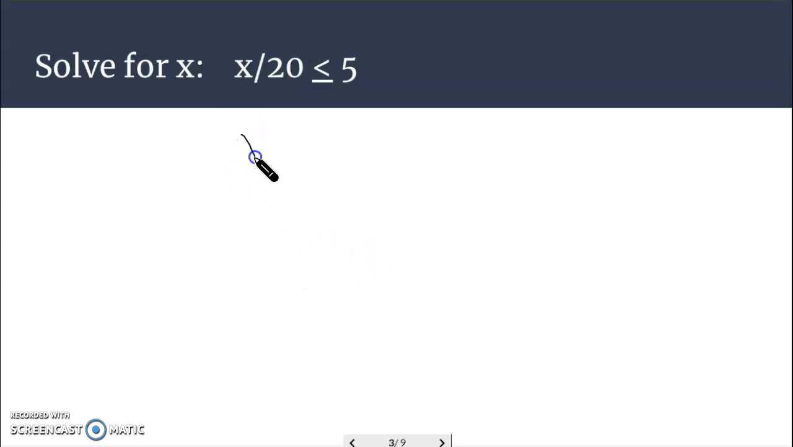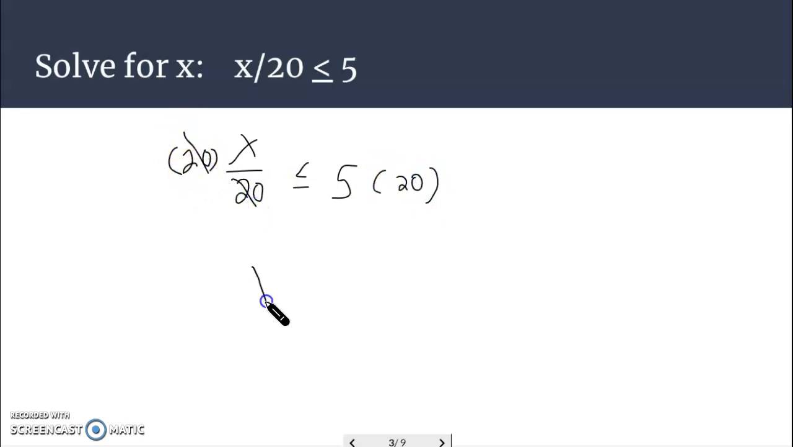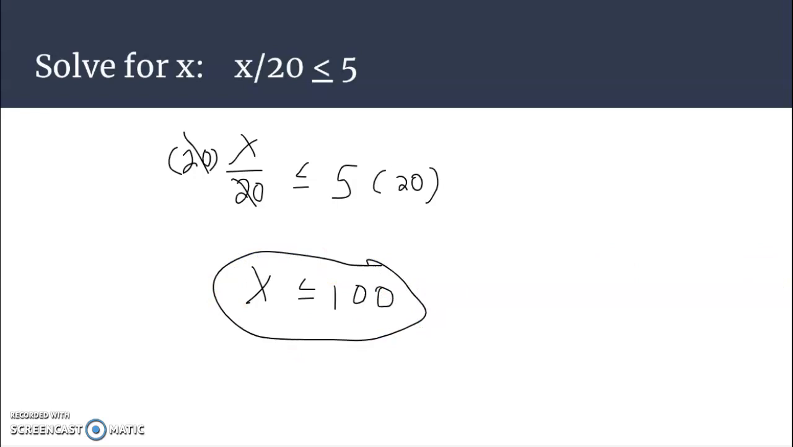Let's look at this: x over 20 is less than or equal to 5. In order to solve for x, we need to multiply both sides by 20. The 20's cancel, and I'm left with x less than or equal to 100. Any number less than or equal to 100 solves the inequality.